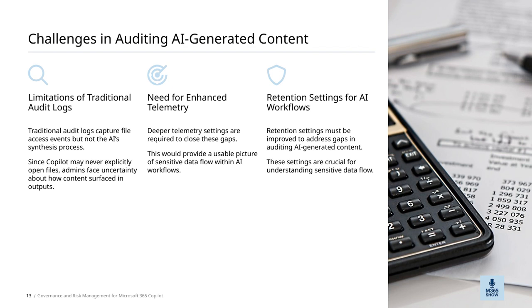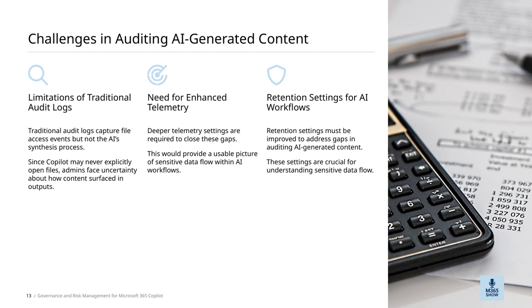but they fall short when it comes to the AI's synthesis process. Since Copilot might never explicitly open or access files in a way that traditional logs can detect, we're often left uncertain about how content is generated or surfaced in outputs. This limitation makes it harder to fully understand and audit the AI's actions, which is a critical concern for governance and risk management.